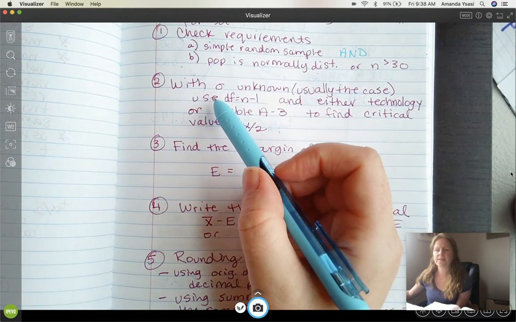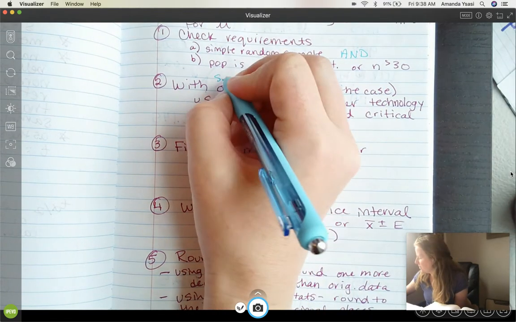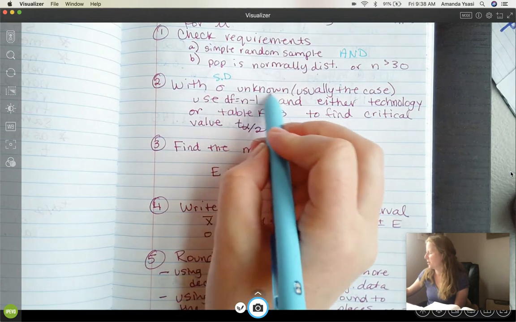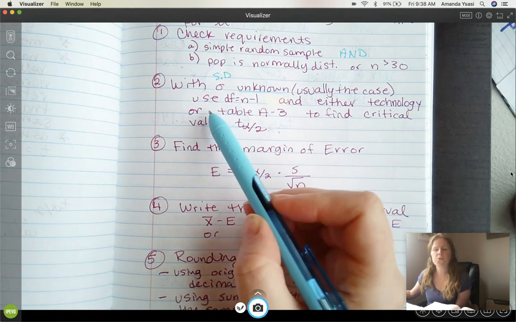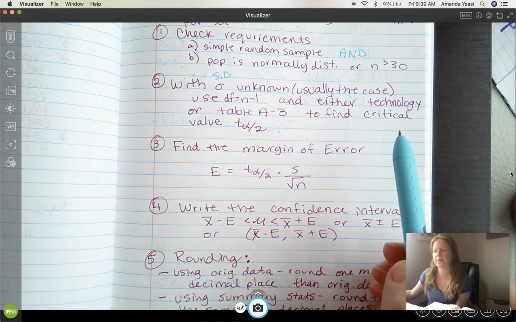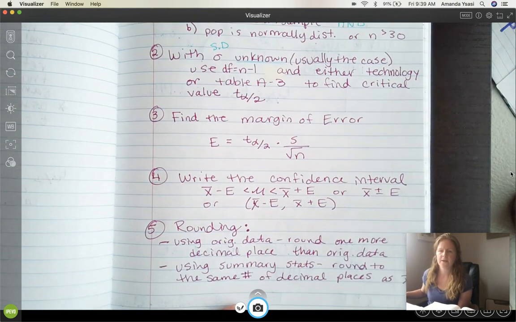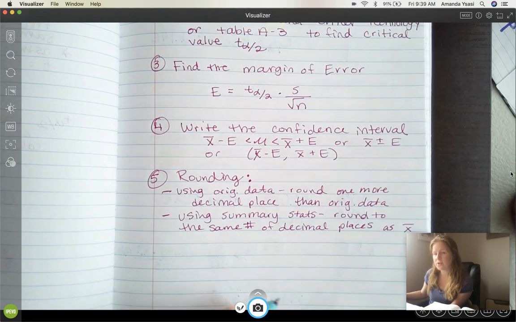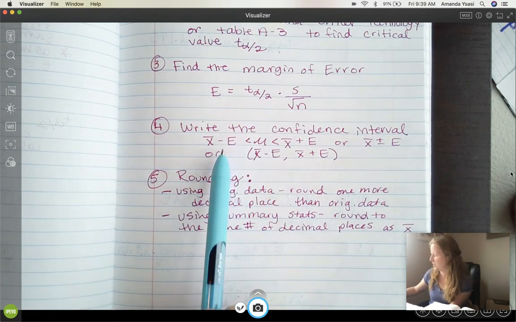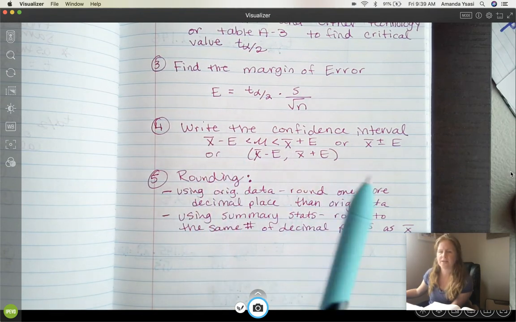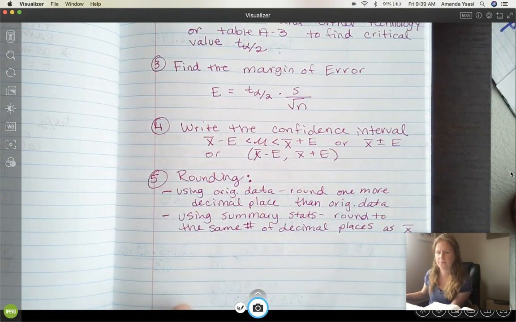With the standard deviation being known, SD is your standard deviation, usually the case. Oh, no, unknown, sorry. It says unknown. Use degrees of freedom as n minus 1 in either technology or the table to find the critical value. Then you're going to find your margin of error, and then construct your confidence interval, which is taking your sample mean and adding and subtracting the margin of error.